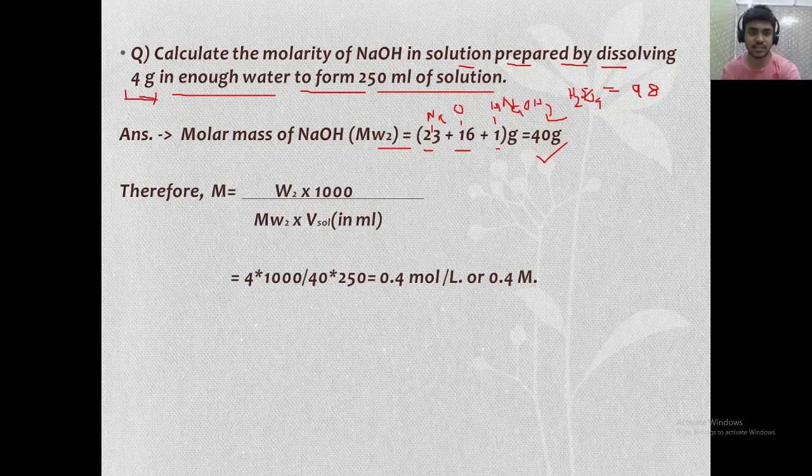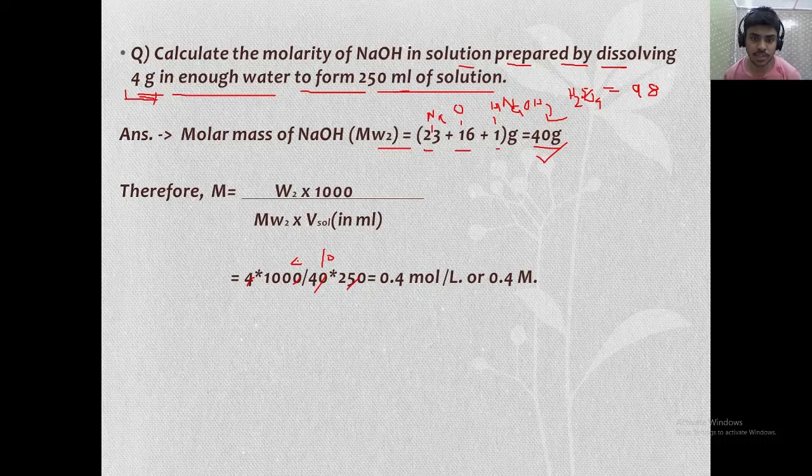So therefore let's bring in the formula. W2, the weight of the solute, that is 4 gram into 1000, by molecular weight 40 gram into volume of the solution 250 ml. So it's 4 into 1000 by 40 into 250, so it will be 10 if I cut this, and this will be 4. So basically it's coming 0.4 moles per liter. This is equal to molarity, denoted by capital M, and molality is denoted by small m. Keep that in mind. So now let us move to molality.